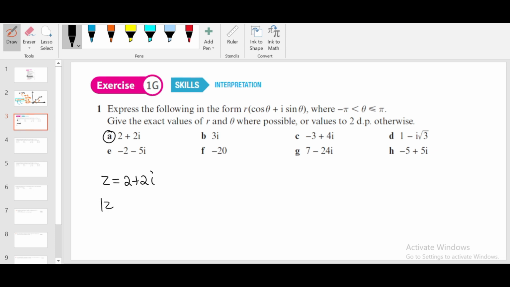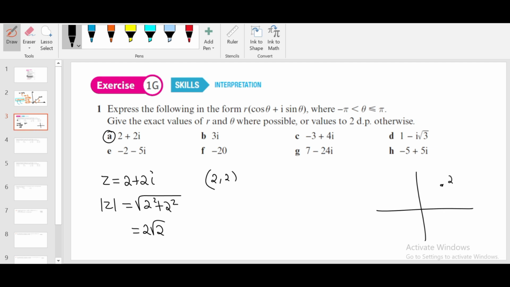The modulus of z is square root of x squared plus y squared. Square root of 8 is 2 root 2. And definitely the point 2 comma 2 will be in the first quadrant. In the first quadrant, the angle is just theta. So how to find the angle? We learned this in the previous topics already. Theta is tan inverse of y over x. Tan inverse of 1 is pi over 4.